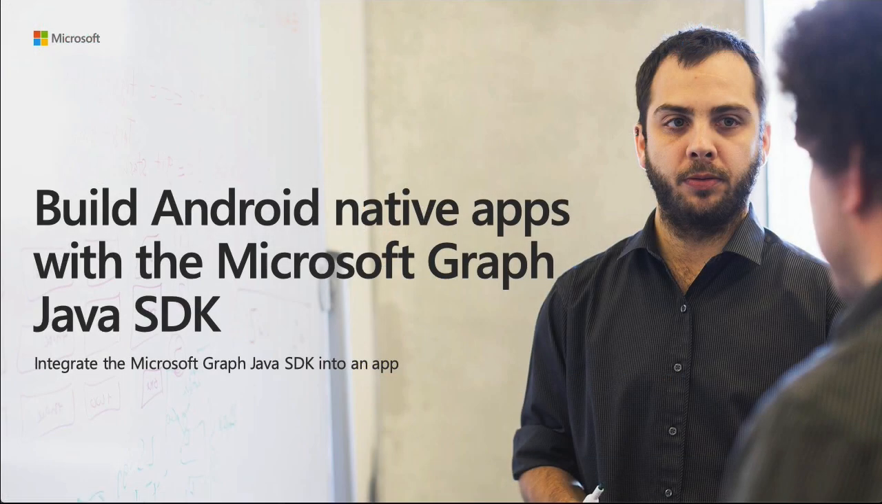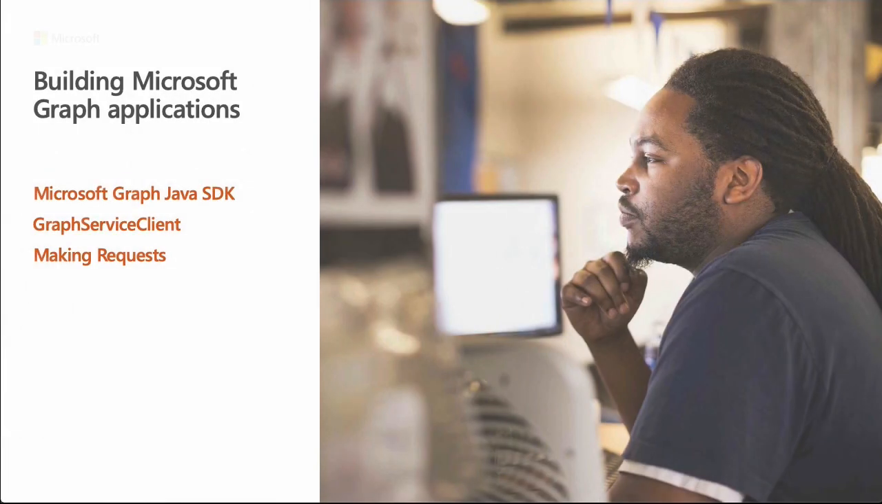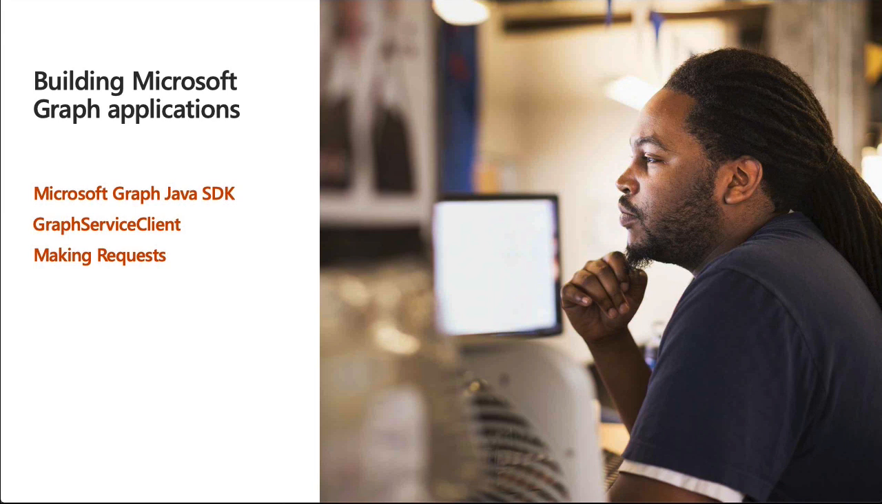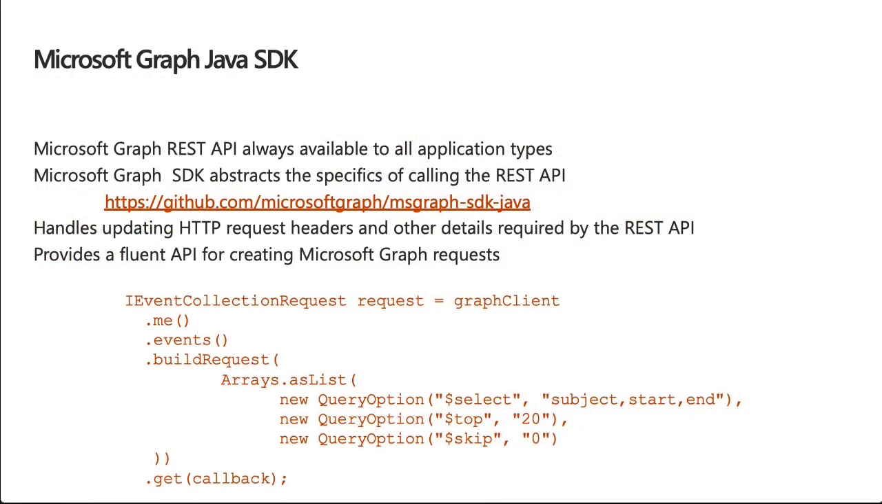In this section, we're going to look at building native apps with the Microsoft Graph Java SDK. Specifically, we're going to look at integrating the Java SDK for the Microsoft Graph into our native Android application. We're going to look at the Microsoft Graph Java SDK, something called the Graph Service Client, and then how we can go about making requests.